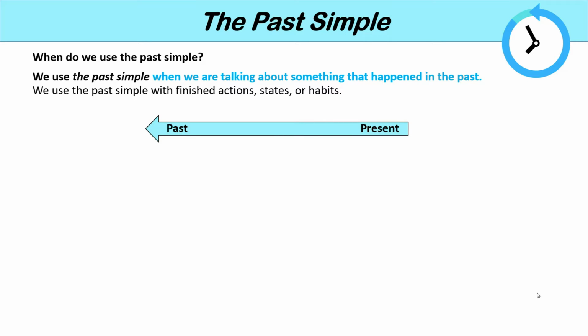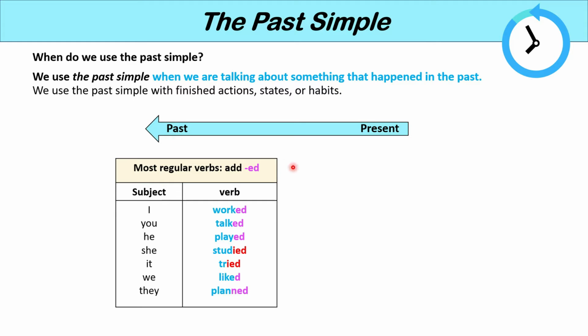We use the past simple when we are talking about something that happened in the past. We use the past simple with finished actions, states, or habits. So the present is right now, and the past is something that is finished and has already happened. So with most regular verbs, we add ed. For example, work becomes worked, talk becomes talked.